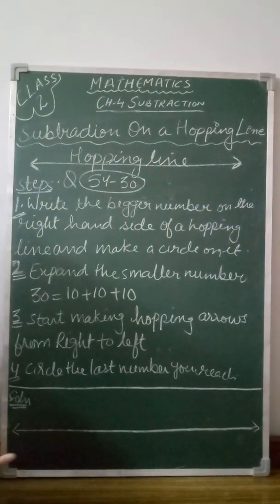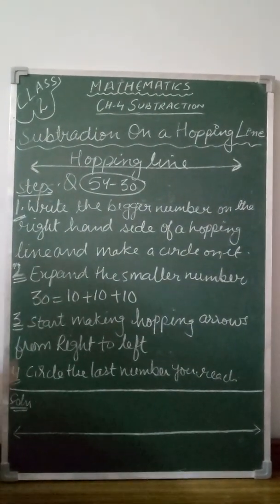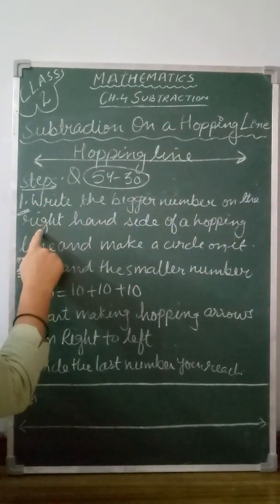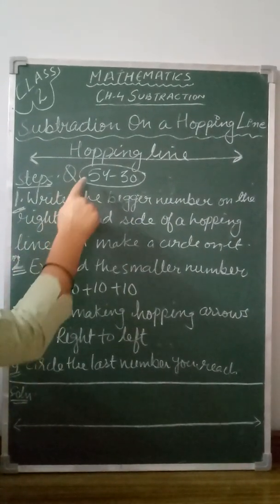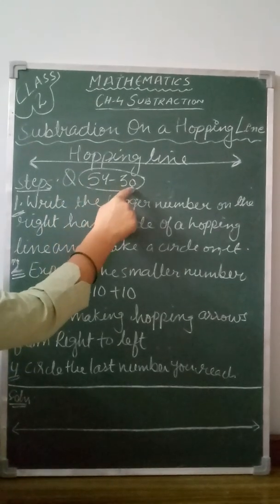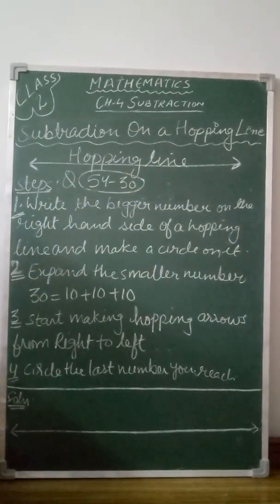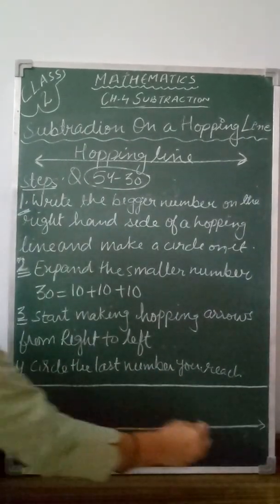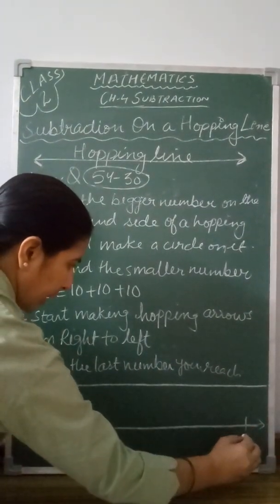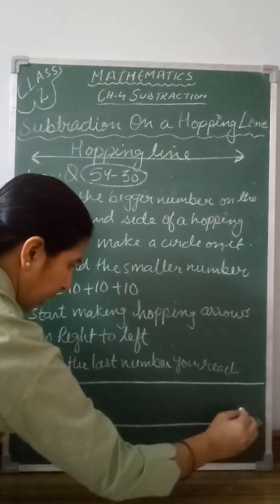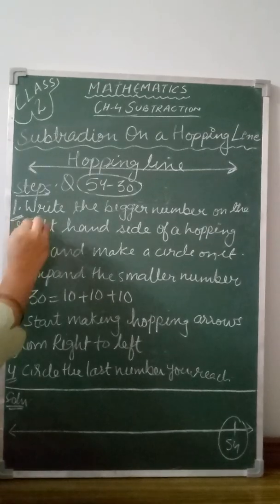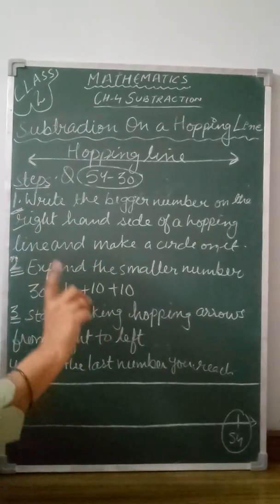First step is, of course, you have to draw the hopping line. But what are the steps? Write the bigger number on the right hand side of the hopping line. So this is the question, 54 minus 30. Here 54 is the bigger number. So first I draw my hopping line. The right hand side is this. I just write 54 here and make a circle on this.